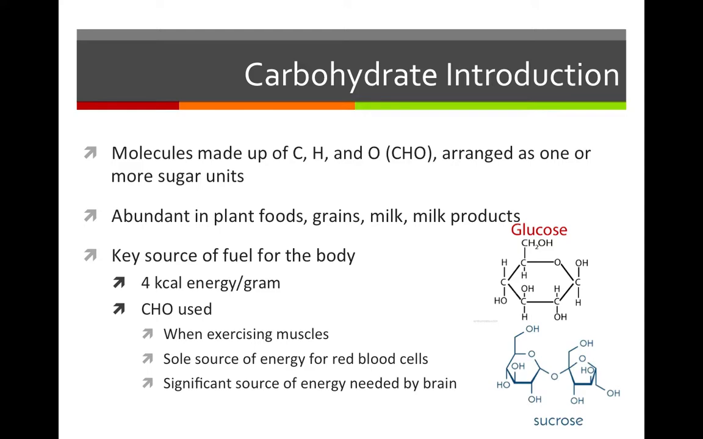Carbohydrates are found in many plant foods, such as fruits, grains, barley, and brown rice, and also in milk and milk products like yogurt. Carbohydrates are a key source of fuel for our bodies, especially our muscles, red blood cells, and brain, providing 4 kilocalories of energy per gram. Now, one of the other animations in our Blackboard material breaks carbohydrates down and discusses the differences between simple and complex carbohydrates, so be sure to take a look at that animation.